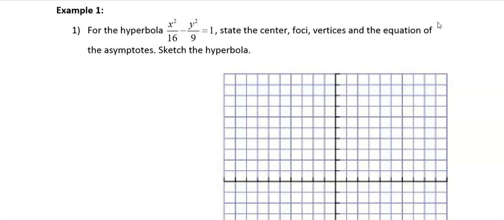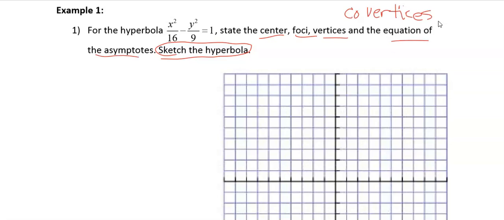So let's see what number 1 says. It says, for the hyperbola x squared over 16 minus y squared over 9 equals 1, state the center, the foci, the vertices, and I'm going to include the co-vertices as well, by the way. So we have to get the center, the foci, the vertices, also the co-vertices. You're going to need it anyway because this actually says sketch the hyperbola. They want you to draw an accurate graph, and also the equations of the asymptotes.